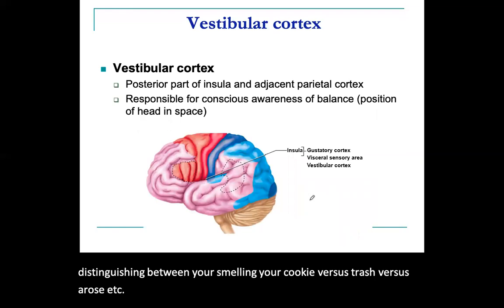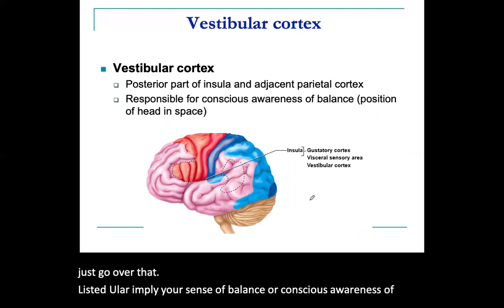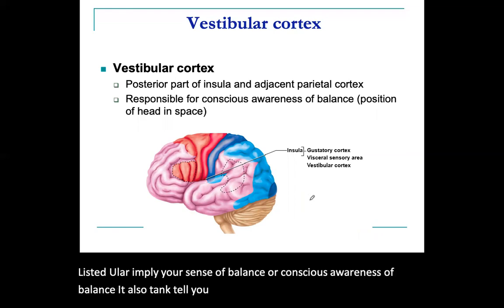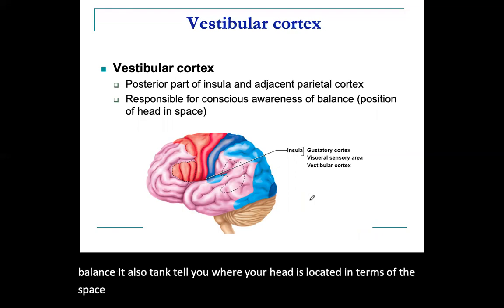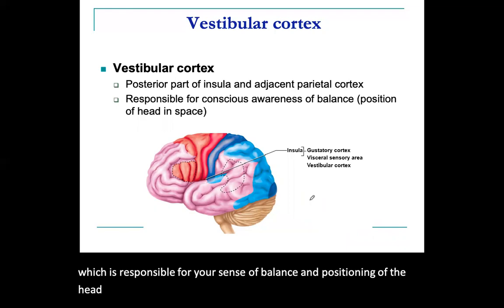Vestibular cortex. The word might be new to you guys, so let's just go over that. Vestibular implies your sense of balance, or conscious awareness of balance. It also can tell you where your head is located in terms of space. The word vestibular comes from a part of your ear which is responsible for your sense of balance and positioning of the head, called the vestibule. And you'll learn about this in a special sense lecture next time.